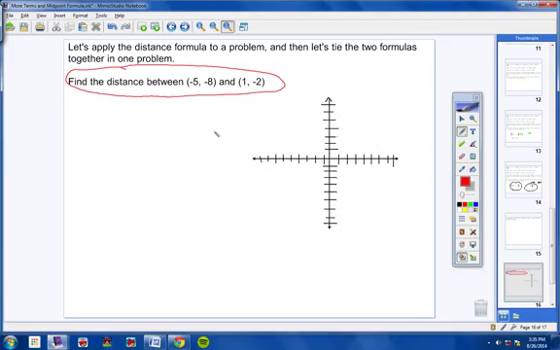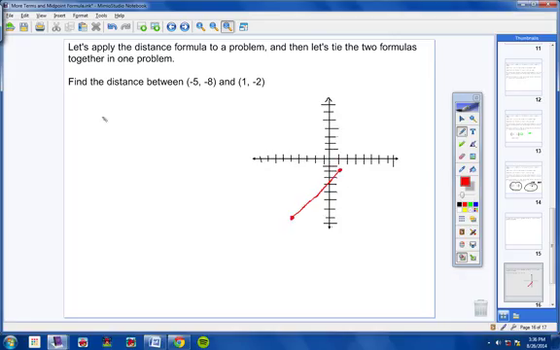We're going to find the distance between (-5, -8) and (1, -2). For those that want a visual, I've drawn a coordinate plane. I've never seen an uglier coordinate plane, so please excuse my crude making of this. That should probably be over just a little bit more to the right. There we go, that's good enough. And then (1, -2) is right here. So here's your segment, and we're going to find the distance from this point to this point.